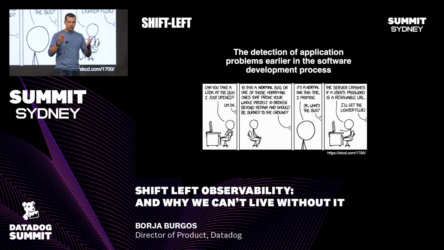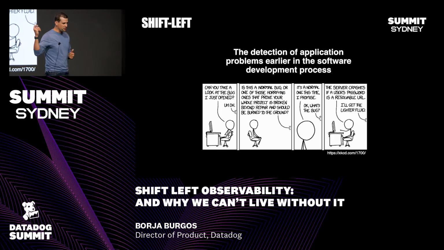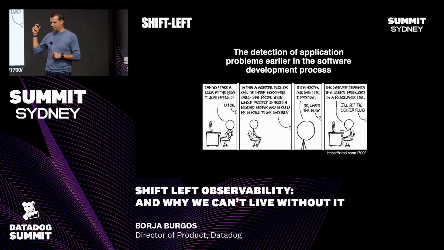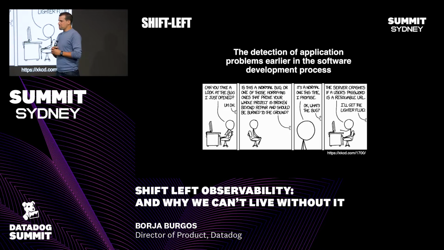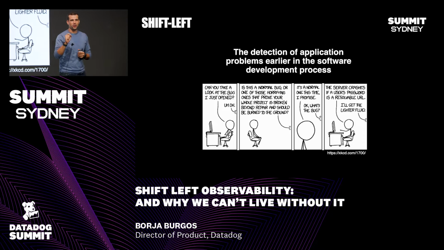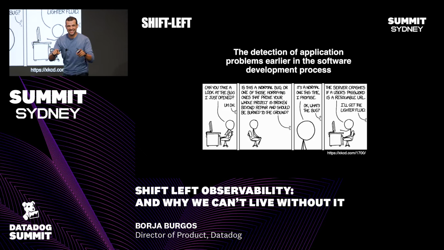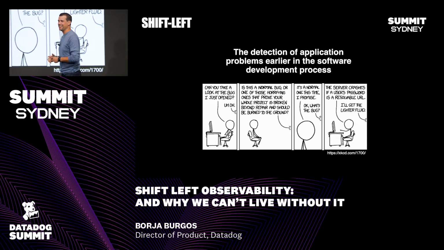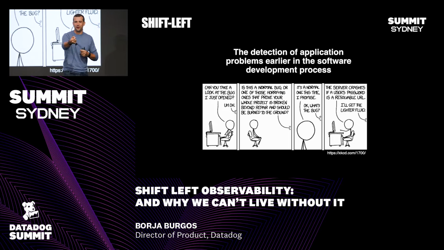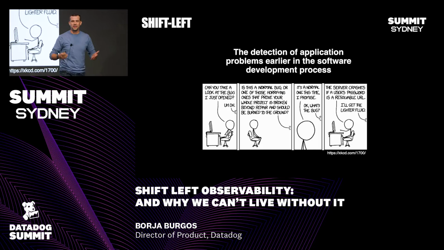Shift left is nothing but the detection of application problems earlier in the software development process. I'll give you a few seconds to read that XKCD. I'm a big XKCD fan, if you couldn't tell. And I'll ask you to raise your hand if you have never shipped a bug to production. Please raise your hand. Exactly. You're all on the hook for it. I knew it. Well, we don't want to be pulling out the flamethrower and burning our hosts, our servers, wherever they may be, because we probably don't even know where they are. But if we were, we still don't want to be doing that, right?